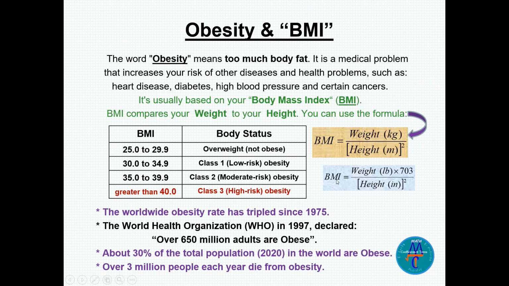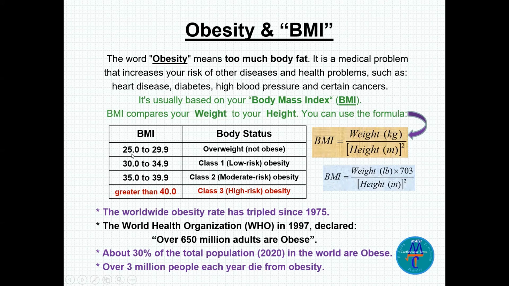You can use the same formula for BMI if you have your weight in pounds, but you have to use the height in inches. So you multiply the weight in pounds times 703. This is the conversion factor, divided by height in inches squared. You will get the same BMI.